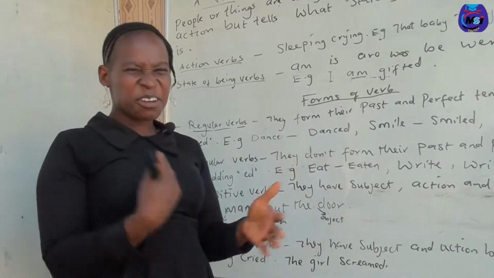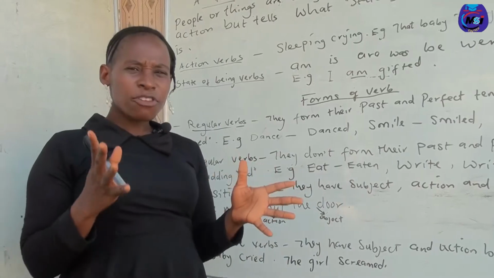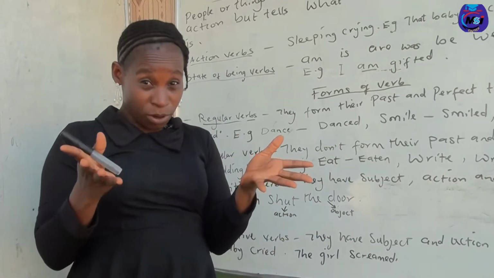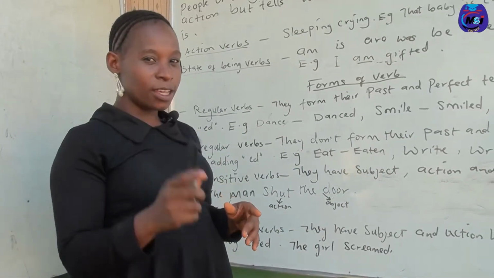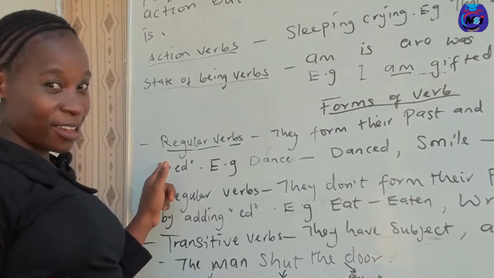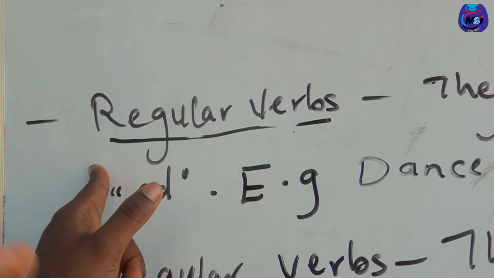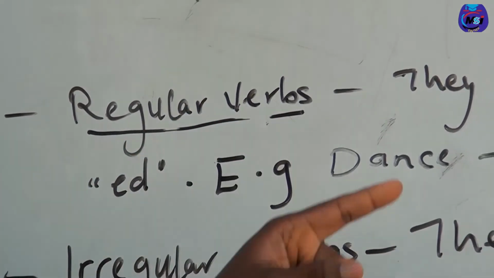We have regular verbs, irregular verbs, transitive verbs, intransitive verbs. We have verbs that change their form to express time. We'll be looking at them shortly. Let's take it one after the other. Regular verbs. Are you there? Yes, I know you are. What did I call you again? Cassandra. Right. Regular verbs. Let's go.